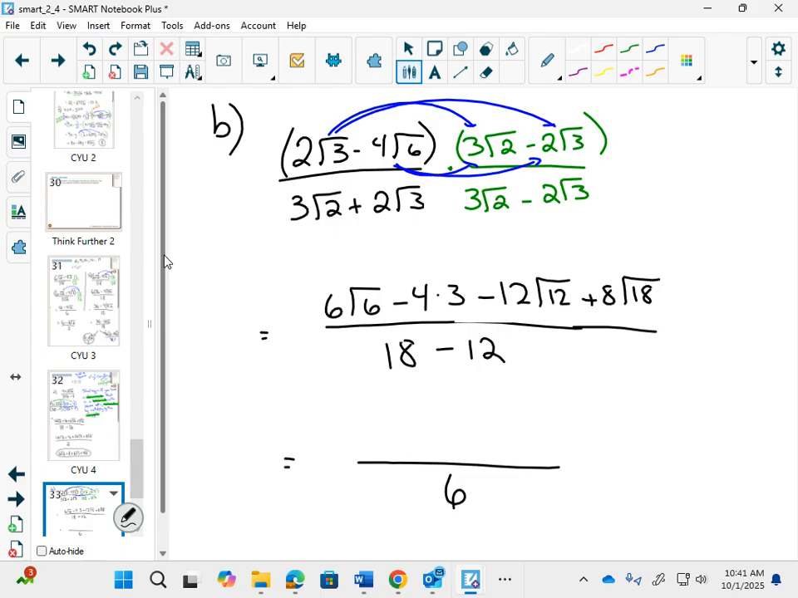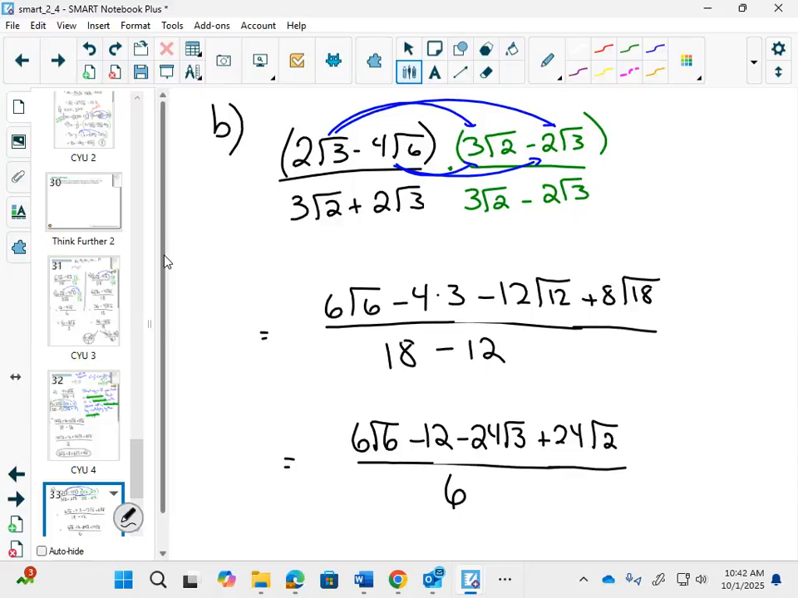Can I do anything with 6 root 6? No. So I'm going to just rewrite it for now. Can I do something with 4 times 3? Yes. It's 12. Can I do something with -12 root 12? Yes, you could bring the 4 times 3, means you could bring a 2 out, minus 24 root 3. Can you do something with root 18? Yes, it's 9 times 2. The 9 comes out as a 3, 24, you're left with a root 2. Okay. Can I do anything else with my top with the square roots?